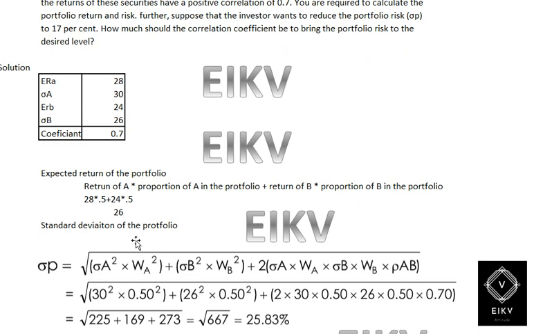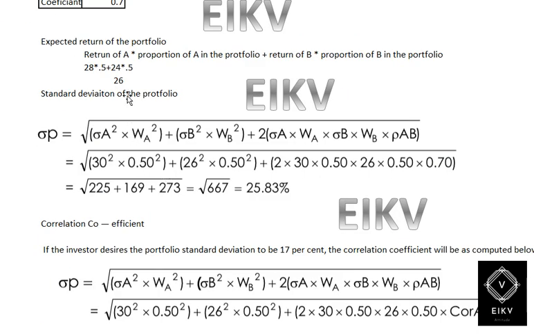Now the standard deviation. For the computation of standard deviation, we have the formula: standard deviation of P is equal to root of standard deviation of A square into weight of A square, plus standard deviation of B square into weight of B square, plus 2 into standard deviation of A into weight of A into standard deviation of B into weight of B into correlation of AB. Which is 30 square into 0.5 square plus 26 square into 0.5 square plus 2 into 30 into 0.5 into 26 into 0.5 into 0.7, which will be 25.83%.